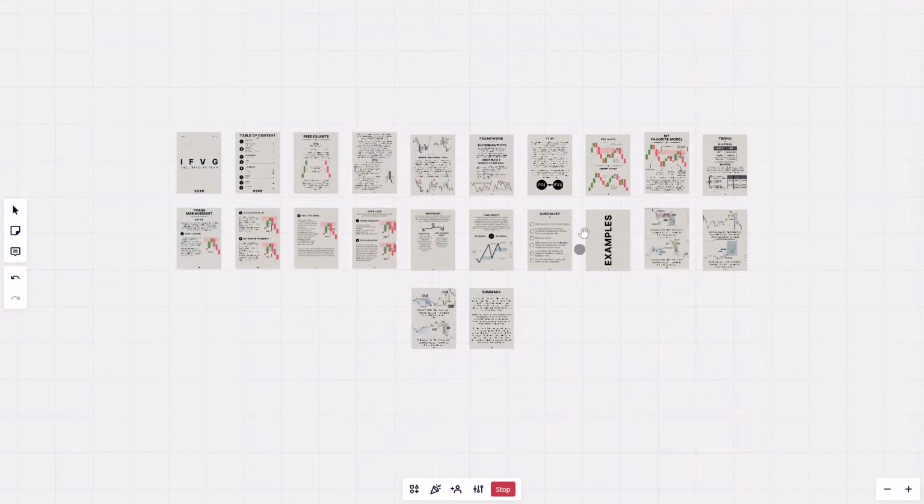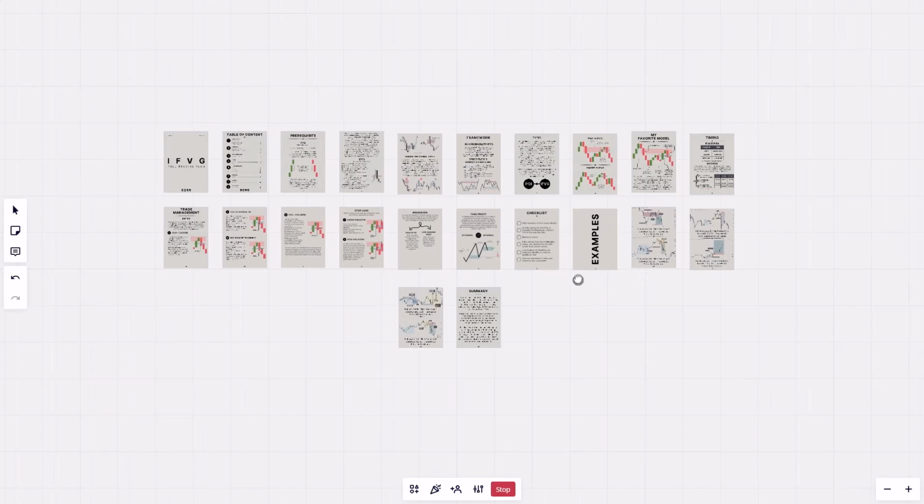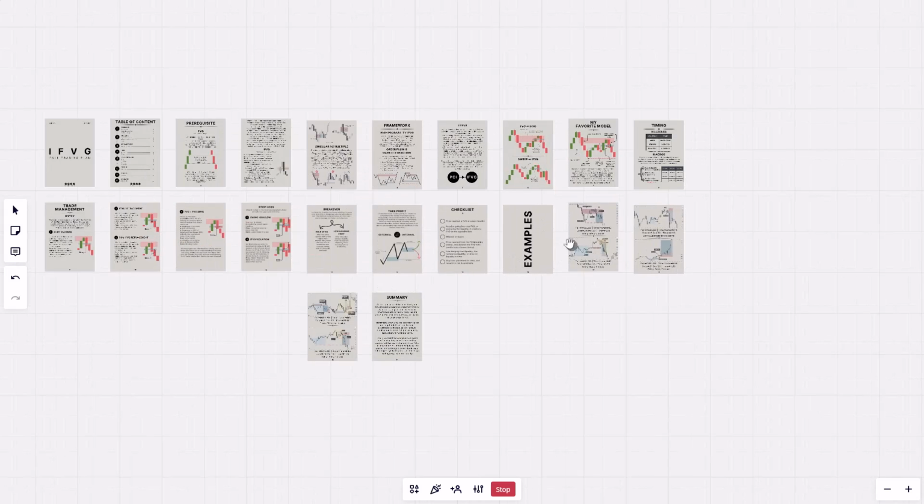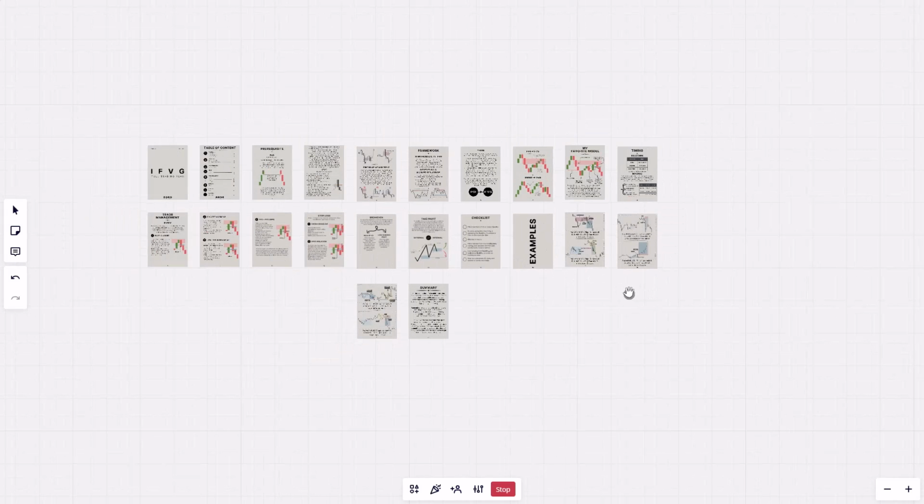Now we also have the checklist here. I'm going to leave this for the people with the book. Let's now focus on the examples. We're going to go over examples, and now the real understanding of the inverse fair value gap is going to come with the examples. That's how we're going to be developing the understanding of inverse fair value gaps and how to put all of those things together.